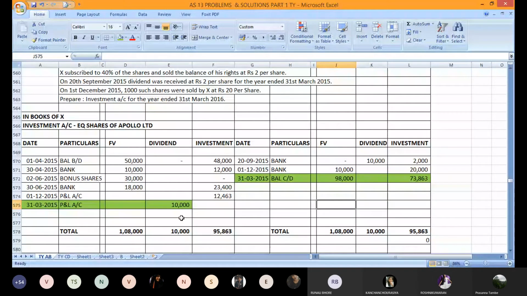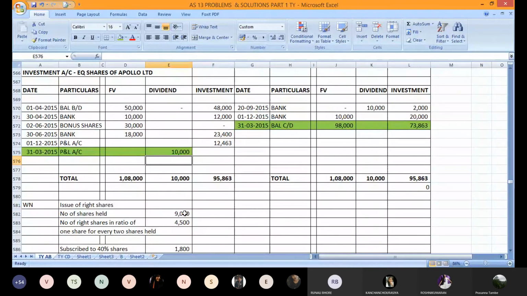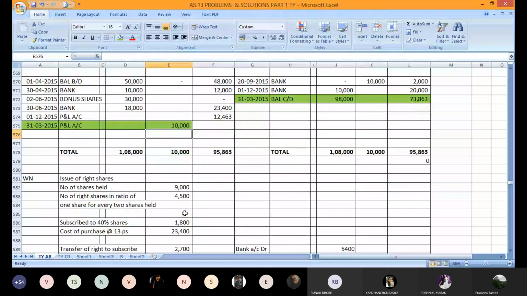See, in case of right shares, what has happened is at the time of issue of right shares, you are holding 9,000 shares. If you see the date on which the right shares are issued, and calculate the number of shares which you have at that point in time, the number of shares is 9,000. Now, the company made a right issue and you are given the proportion in which the right shares are issued. The ratio is 1 share for every 2 shares held. So, if you are holding 9,000 shares with the given ratio, you will become eligible to receive 4,500 shares. Is that part clear to everyone?